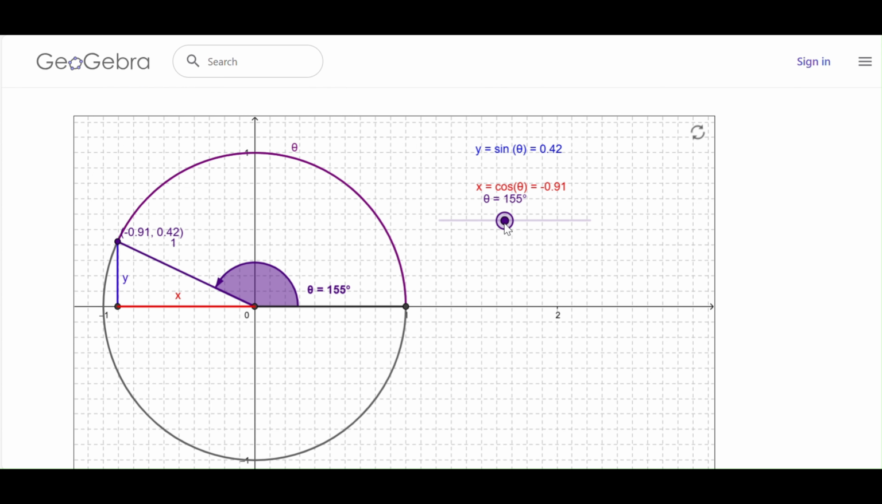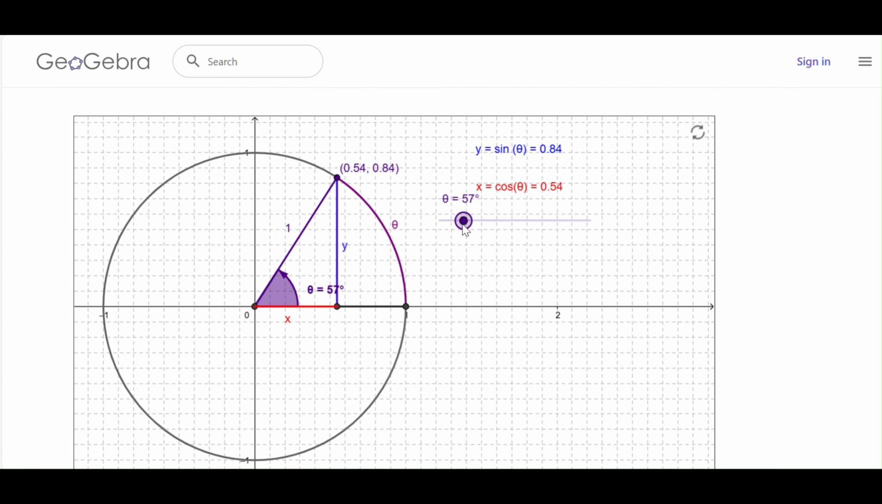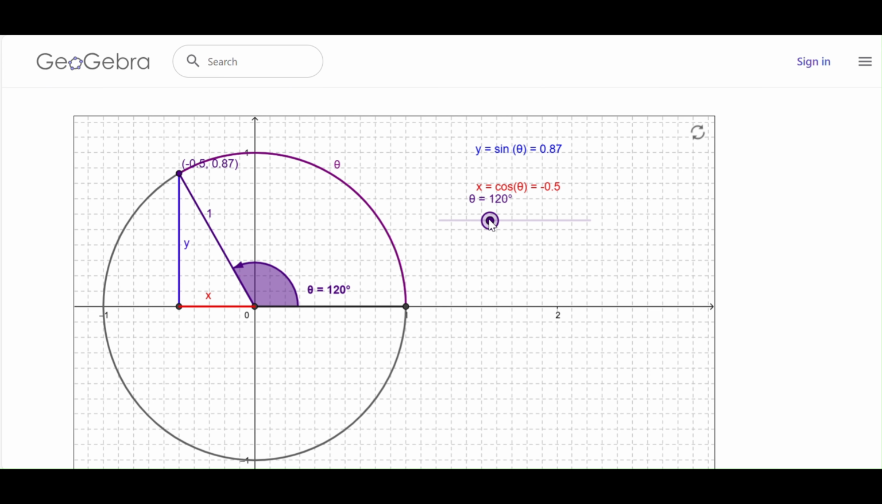If I go back to 60 degrees, 60 degrees is here. This is cosine, and this is our sine. So what do we notice then? Our sine at 60 is the same as sine of 120. That's the same positive value, right? The only thing that changes is cosine. Cosine was positive for 60, and now cosine is negative for 120.